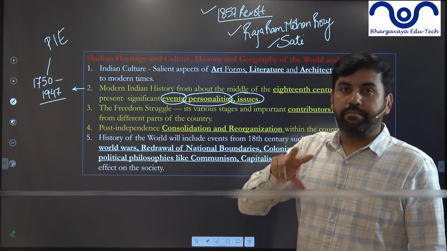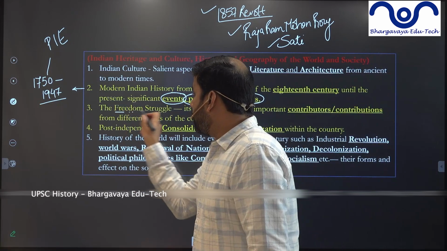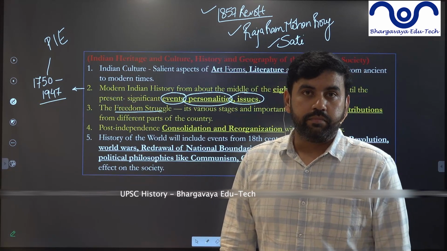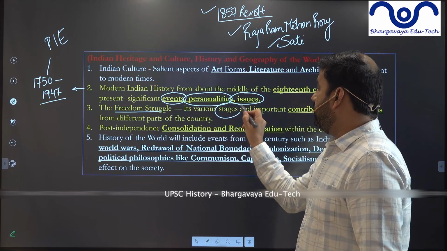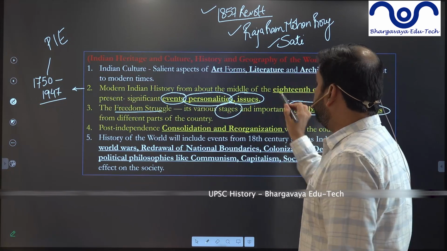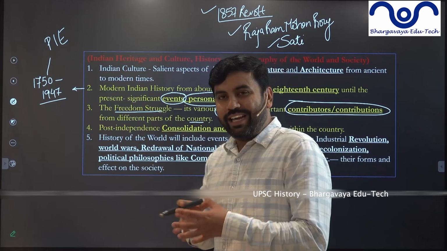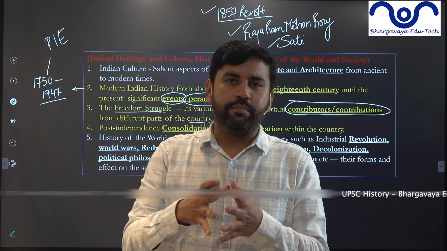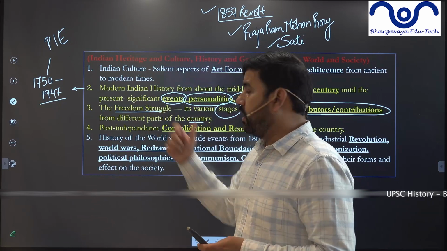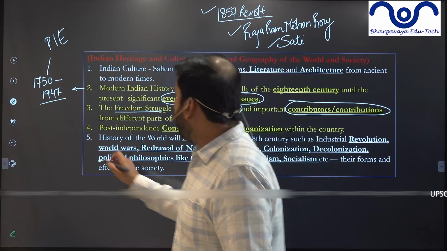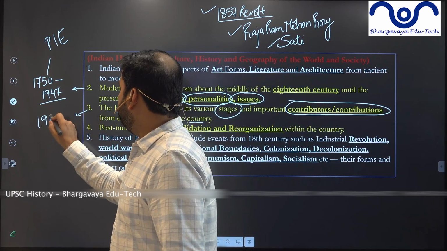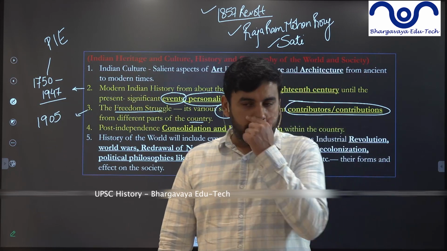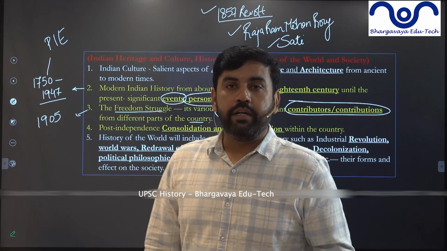Coming to the second part of your syllabus, freedom struggle. The syllabus itself says they will ask questions from the freedom struggle, its various stages and contributors and contributions from different parts of the country. Now again, let's dissect. Let's divide this entire sentence into multiple parts. The first part is freedom struggle. When did India start the freedom struggle? As simple as that, 1905. The Swadeshi movement, also known as the Vande Mataram movement, also known as the boycott movement, started India's first freedom struggle.